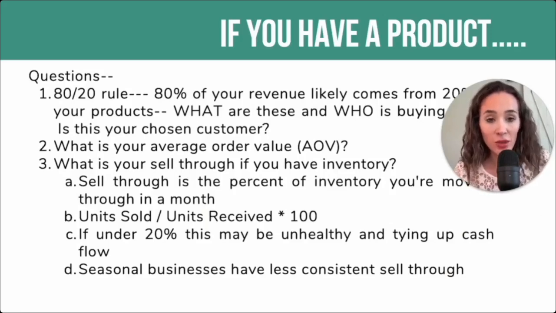Seasonal businesses have a less consistent sell-through. You're going to be bulking up on inventory ahead of whatever season has high sales for you. So it's less consistent, but if you have kind of an evergreen business that has consistent year-round sales, you want to be aiming for at least a 20% sell-through.